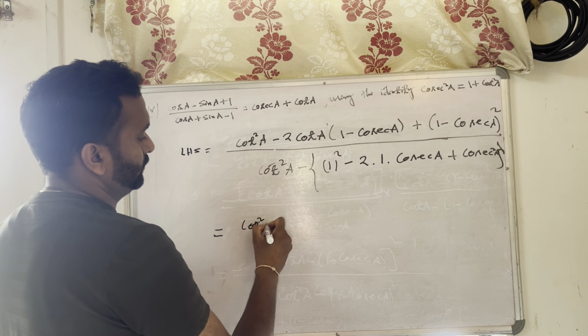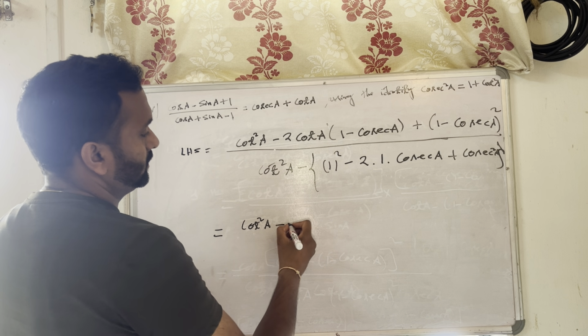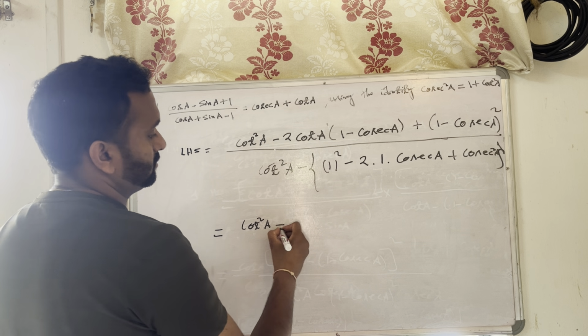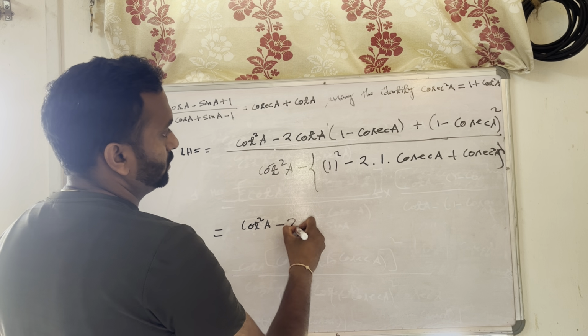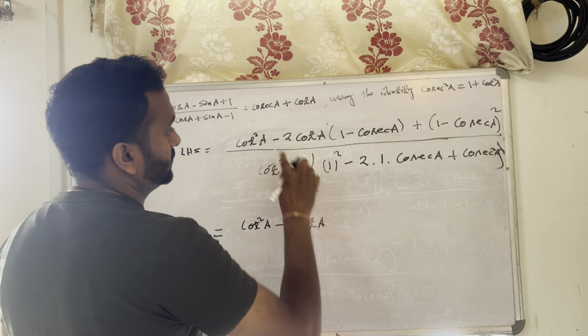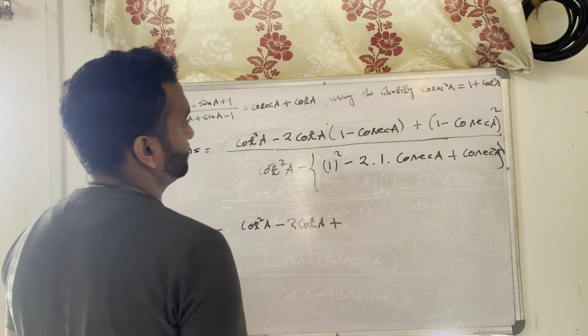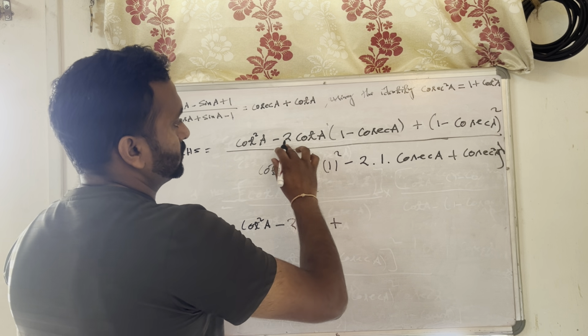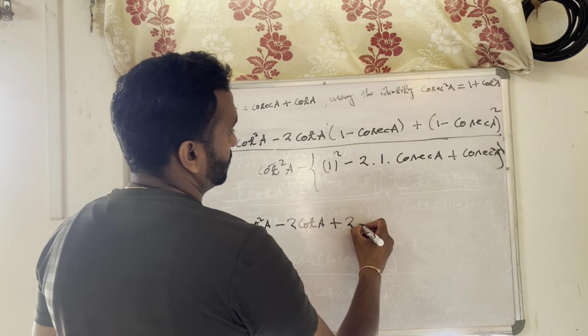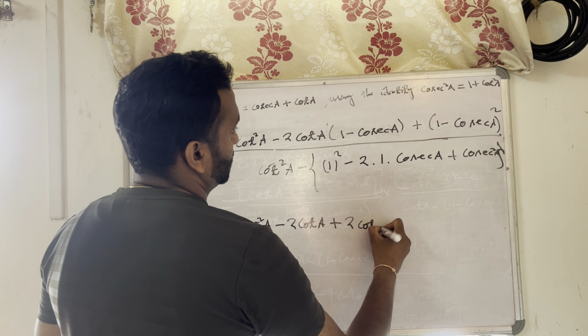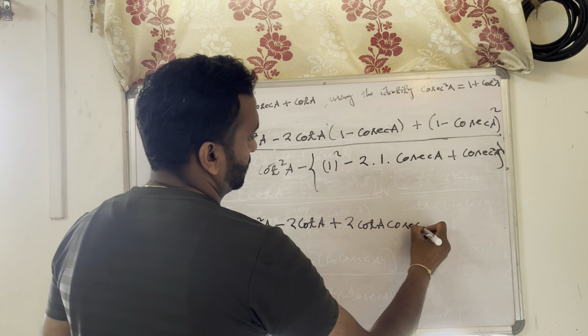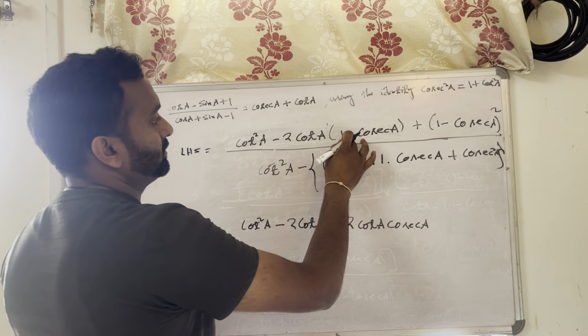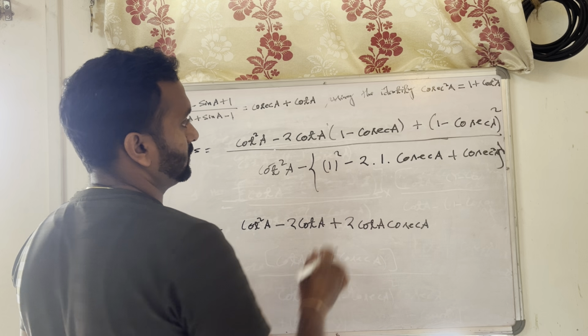Let's solve it, simplify it further. So look here, minus plus is minus, 2 into 1 is 2 cot A, then minus minus is plus. So it is 2 cot A cosec A. This got multiplied with this one and this got multiplied with that one.